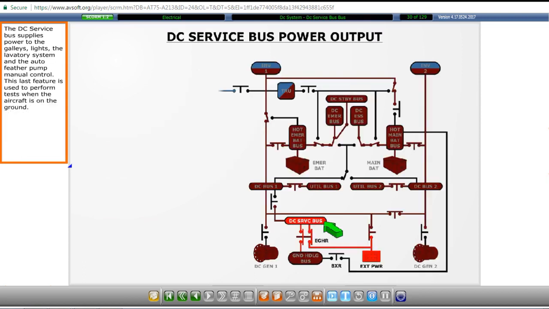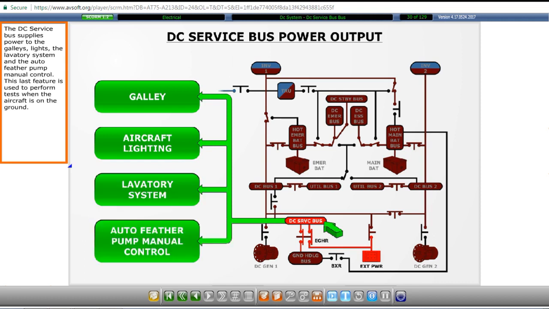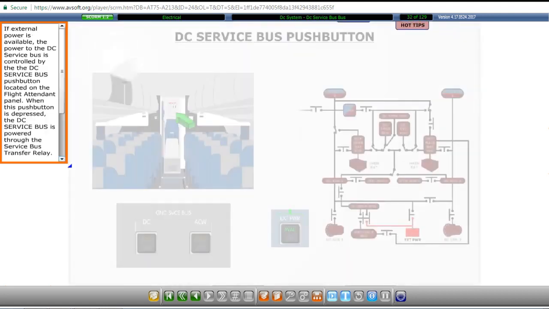The DC service bus supplies power to the galleys, lights, the lavatory system, and the auto feather pump manual control. This last feature is used to perform tests when the aircraft is on the ground. The DC service bus is powered either by DC bus 1 or external power.